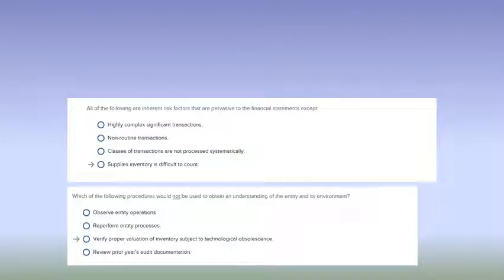Before we do that, though, let's go ahead and take a look at a couple more questions from your homework. And notice we're talking about inherent risk factors now. We say that all of these are inherent risk factors except what? Supplies inventory being difficult to count is not an inherent risk factor. That's a detection risk. If it's difficult for us to count, then we're saying the auditor could have some problem detecting the material misstatement here. All the rest of these would clearly be inherent risk factors.